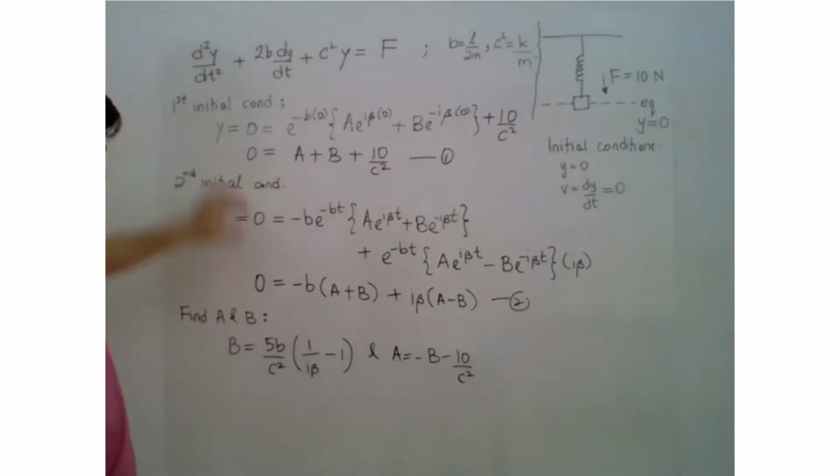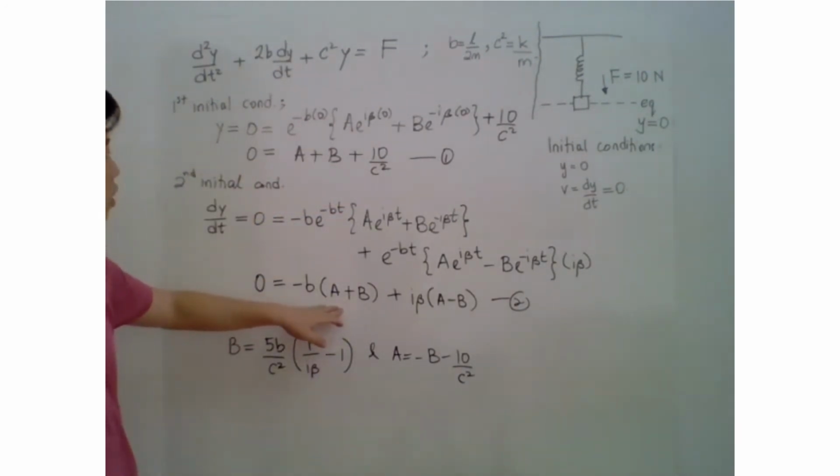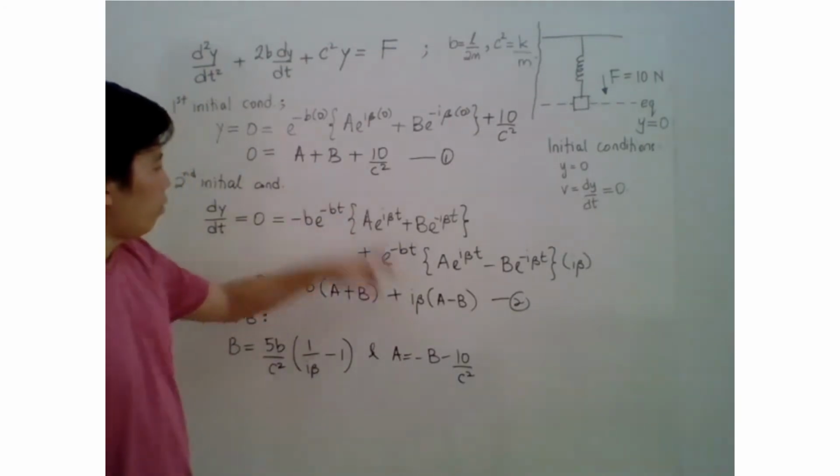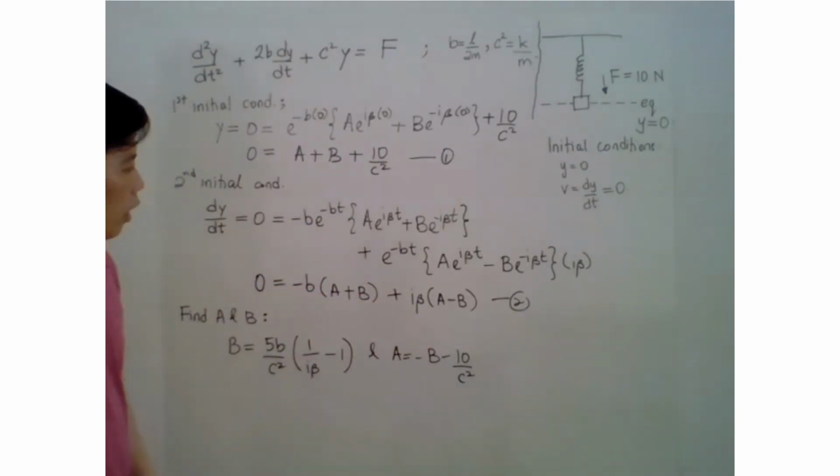So you have the first equation and the second equation, and you can solve this by eliminating one of the coefficients, and then you find b, for example, and after you know b, you use it to find a. This is very straightforward because, for example, you have a plus b equals minus 10 over c squared, so you just replace this, then you replace a into this equation, and then you can find b. I will leave the derivation to you.